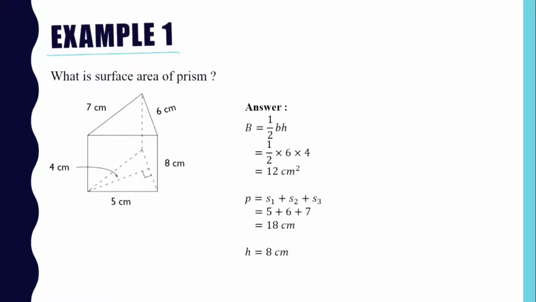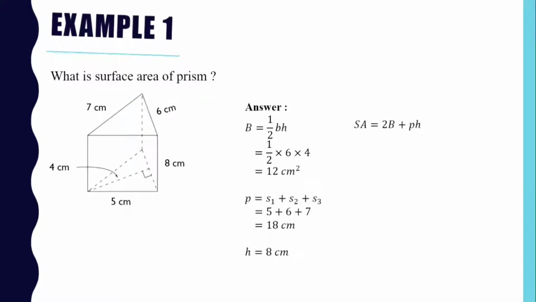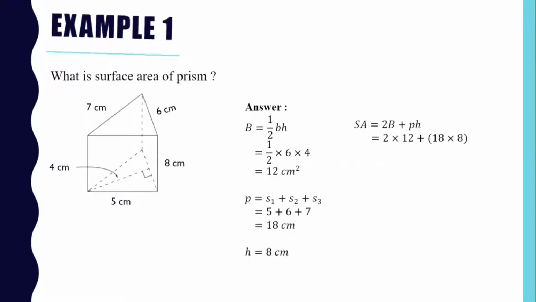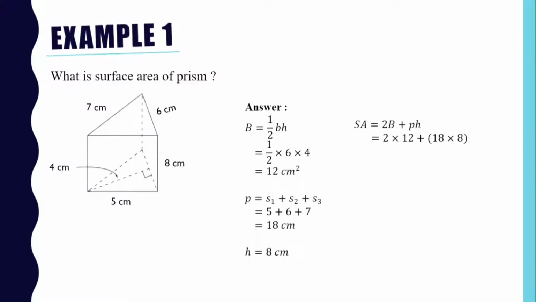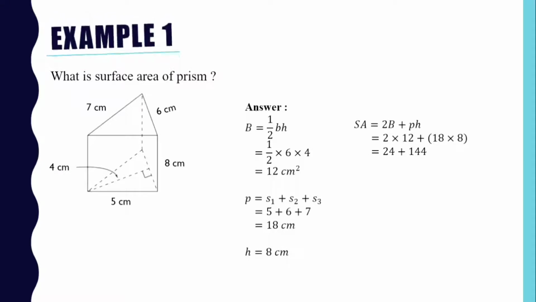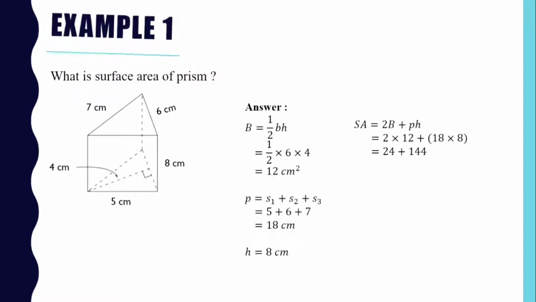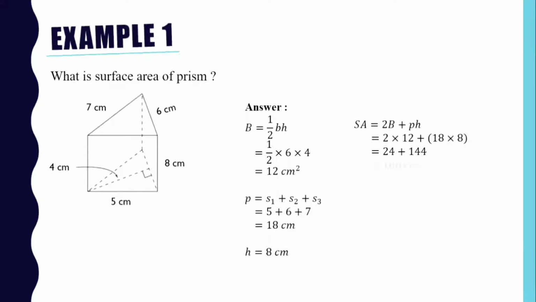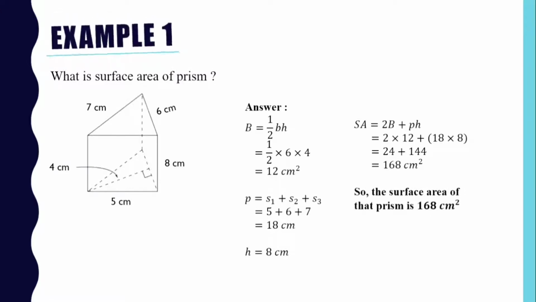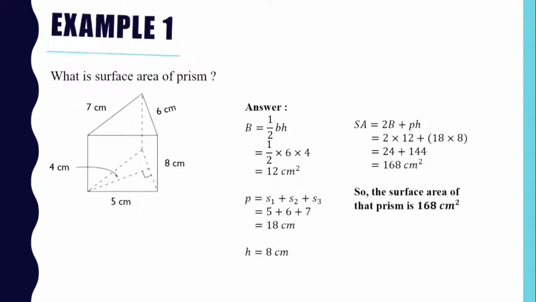So we get SA equals 2 times B plus P times H, which is 2 times 12 plus in brackets 18 times 8, close bracket, equals 24 plus 144 equals 168 centimeters square. So the surface area of that prism is 168 centimeters square.